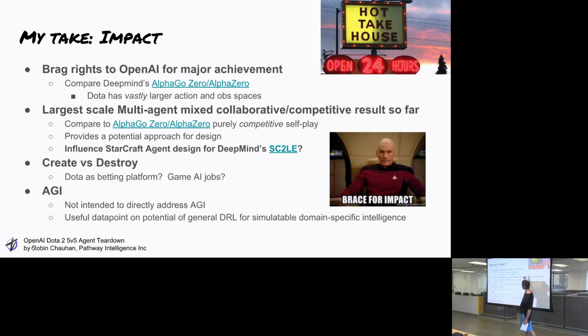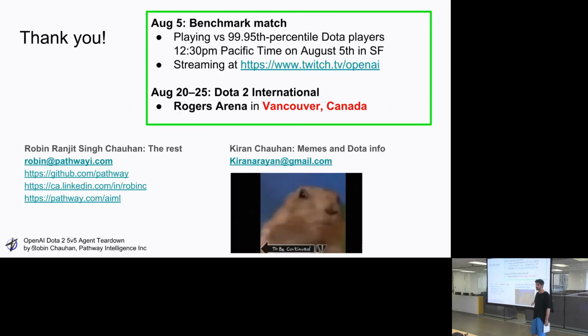The impact, OpenAI has bragging rights about this, I think. It's the biggest multi-agent collaborative competitive result so far. It might provide a roadmap for StarCraft. I don't know what it'll do to Dota or game AI jobs. It's not AGI, so we don't have to talk about that.